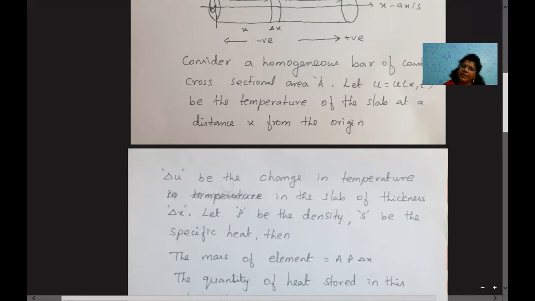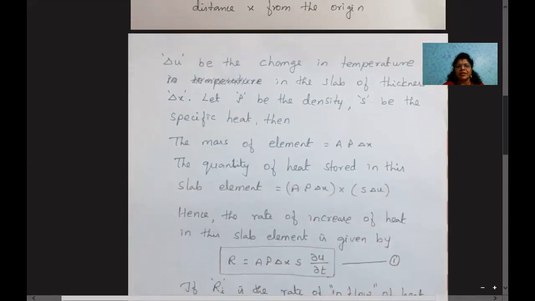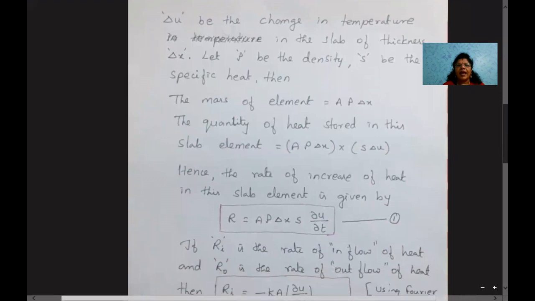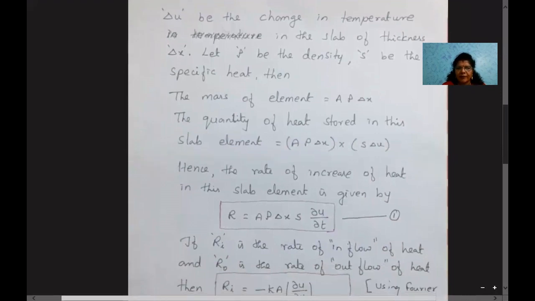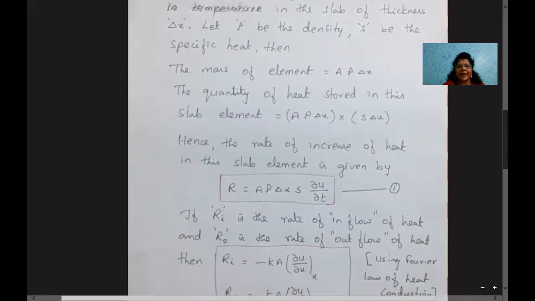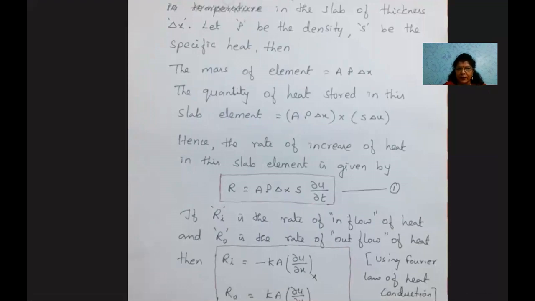Now, if u is the temperature of the slab, then delta u is the change in temperature of the slab with thickness delta x. Let rho be the density and S be the specific heat. What is the definition of rho? You have studied in your physics that rho, the density, is mass per unit length. And S, the specific heat, is the amount of heat required.